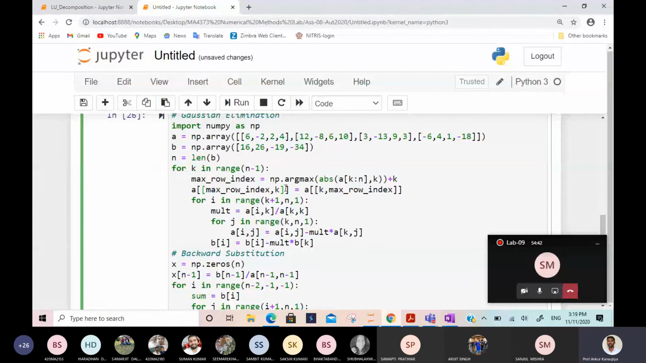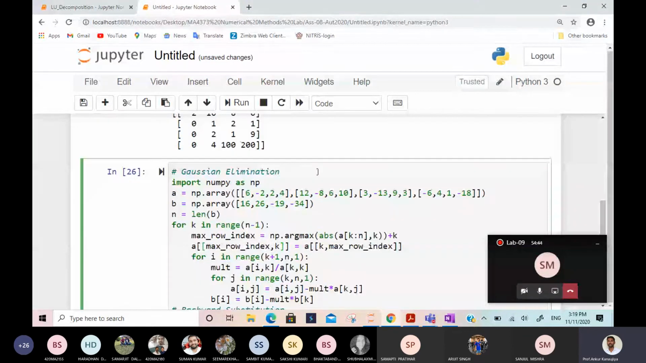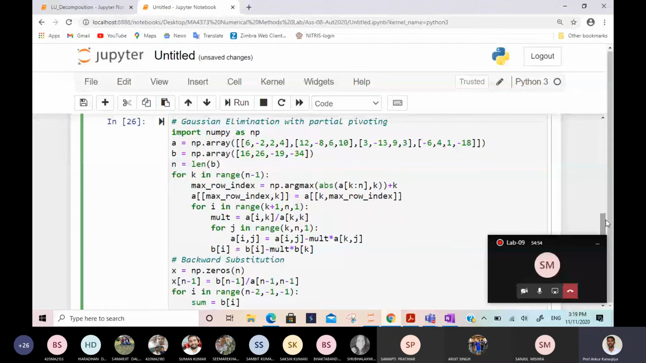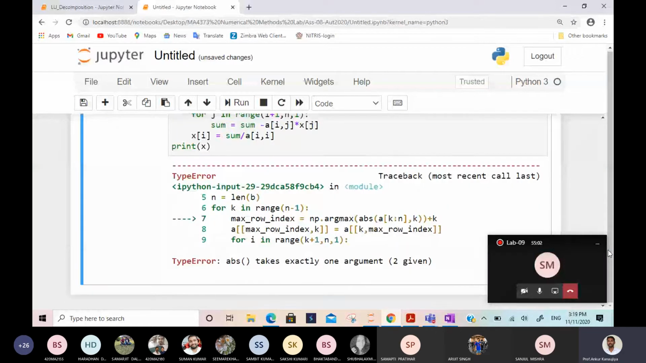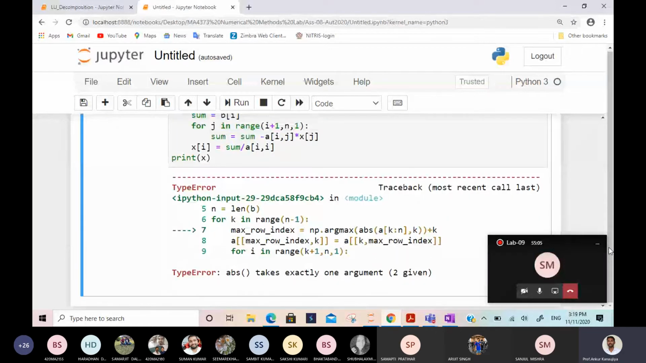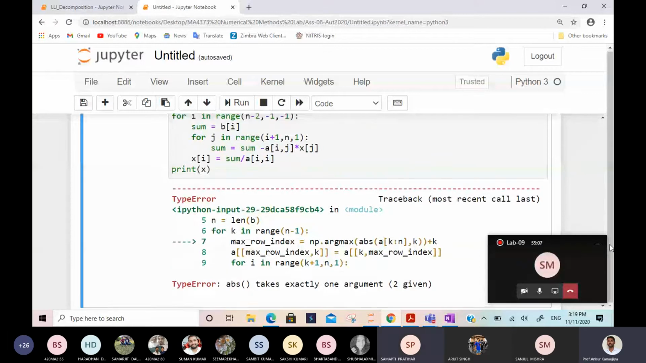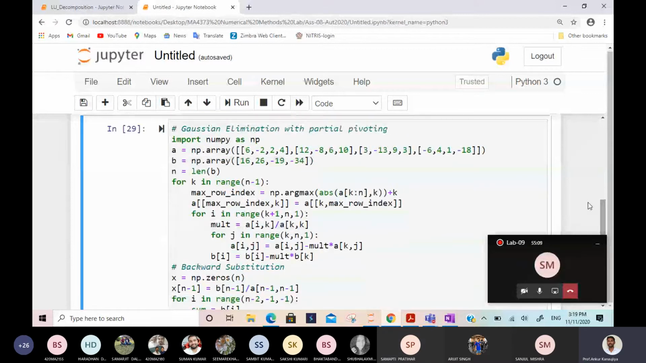This Gaussian elimination has now become Gaussian elimination with partial pivoting. Same thing I will write. So now do we have to make any change or not, or is it done? Let me run, we'll see what the answer is. What was the previous answer, now see what the answer is. It is showing that absolute takes exactly one argument. Okay, I missed the bracket.